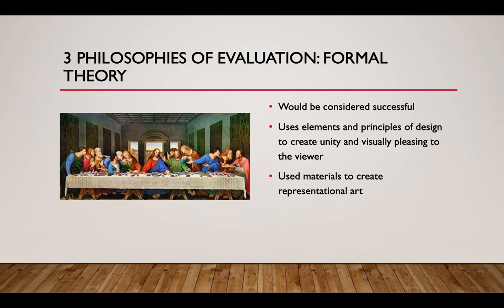Now to judge the painting based on the 3 philosophies of evaluation. First, we will be doing formal theory. In my mind, this theory is one of the easiest theories to be successful in. It focuses on the artist's ability to use different elements of design to create a pleasing piece. The Last Supper would be considered successful in this theory. Leonardo da Vinci uses the elements and principles of design as a way to create unity in the artwork and make it visually pleasing. The choice of media for this art allow for it to be representational, which would also make it successful according to this theory.